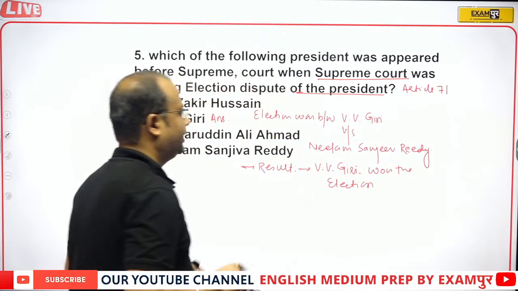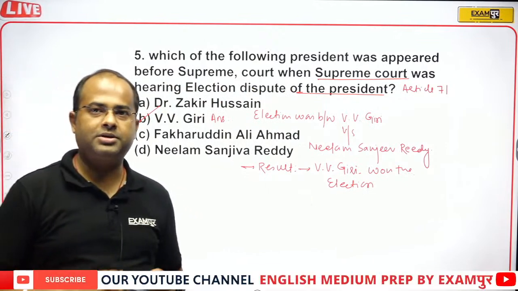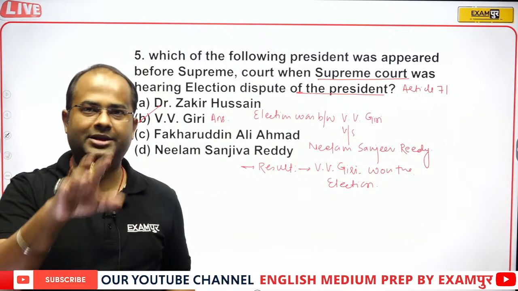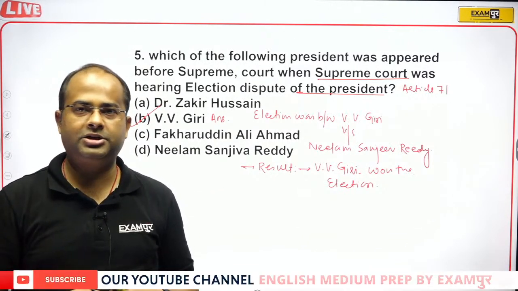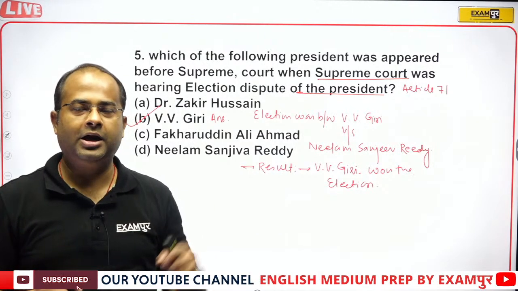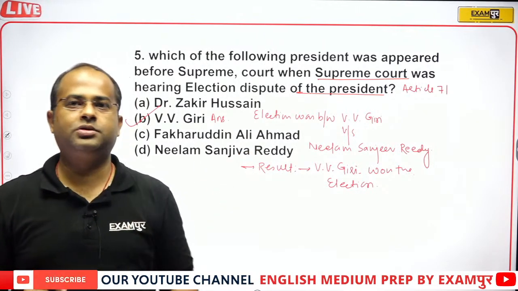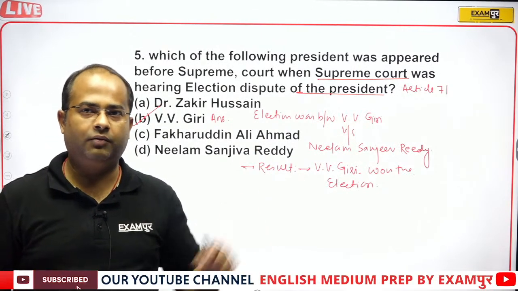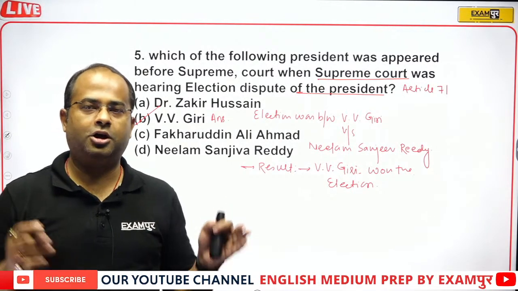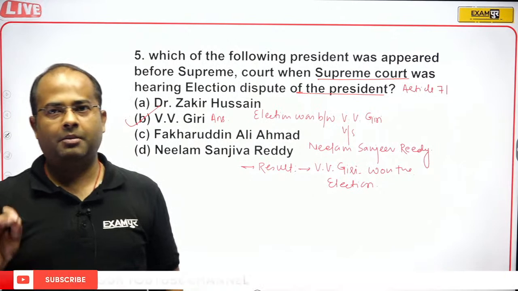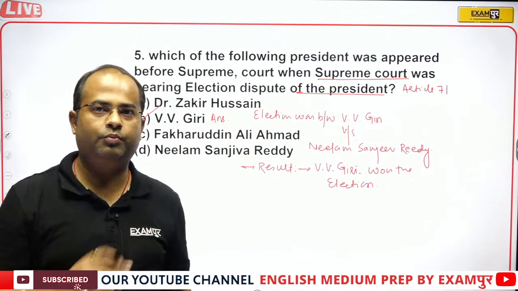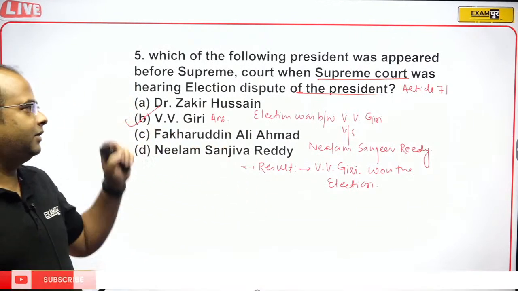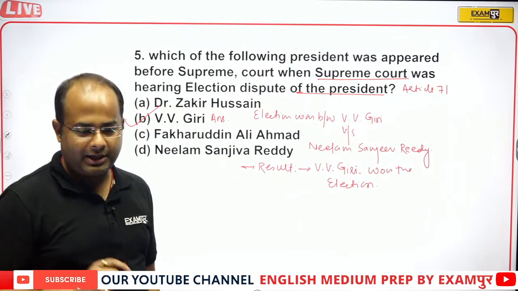So one person filed a case in the Supreme Court that Mr. V.V. Giri had influenced the voters of the presidential election. Due to the undue influence of V.V. Giri, the voters who voted in the presidential election gave the vote to V.V. Giri. Although the petition of that person was rejected by the Supreme Court, V.V. Giri had to be present in the Supreme Court to defend himself. Therefore, the correct answer will be V.V. Giri.